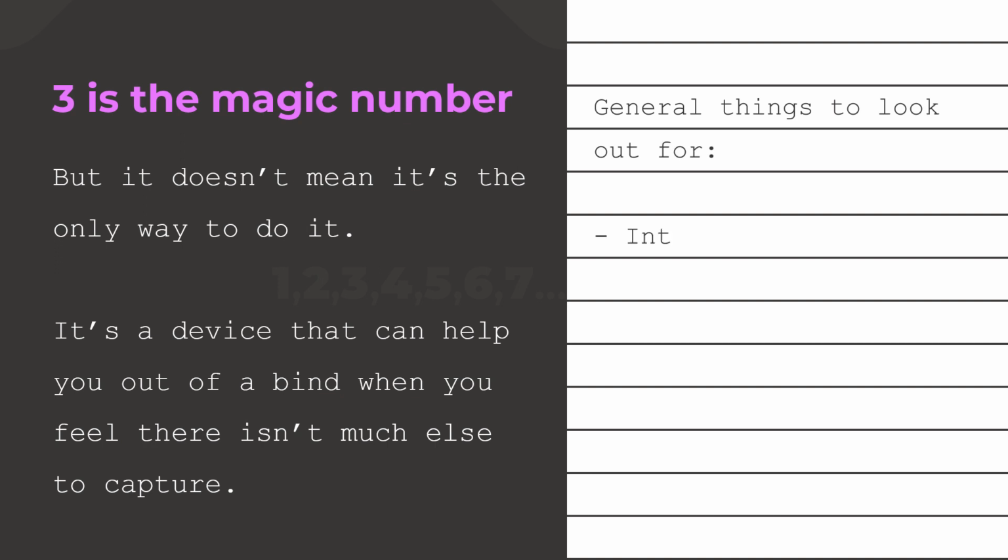Some general things to look out for when you are shooting without a script are interactions, think people, animals, objects. Observers, anyone who's watching and not taking part, but is judging. Movement, if your subject isn't moving, maybe there's a way that you can. And finally, depth in the image.